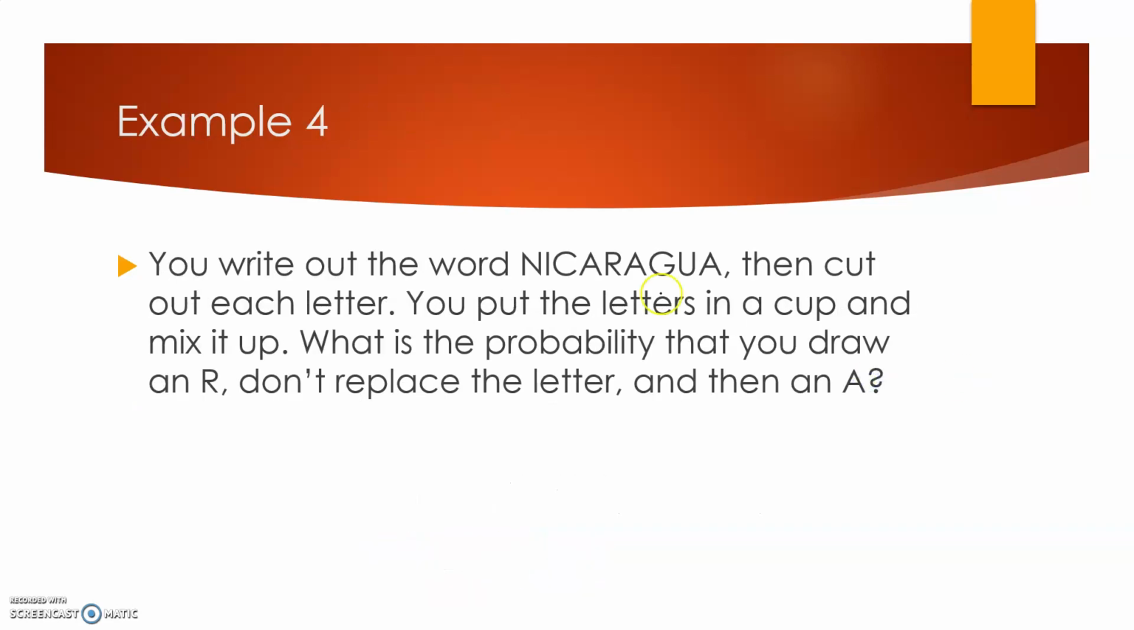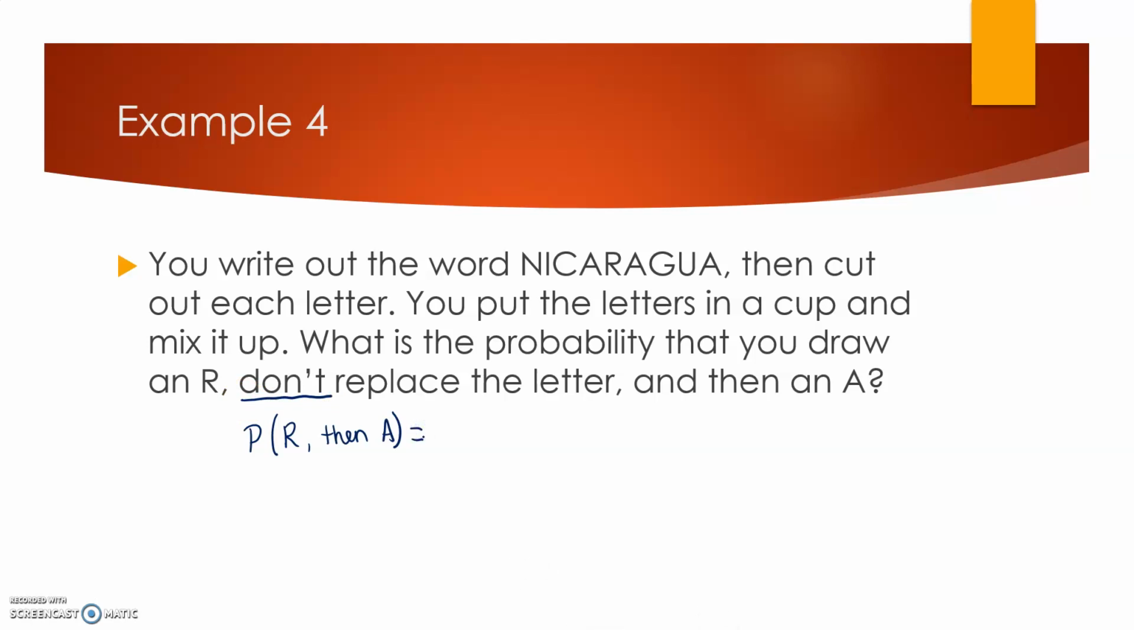So you write out the word Nicaragua, then cut out each letter. You put the letters in a cup and mix it up. What is the probability that you draw an R, don't replace the letter, and then an A? So first let's start with the R. So they're saying what's the probability of getting an R, then an A. Now the difference between this and the one with the circles and triangles is that this time it tells us that we're not going to replace it.